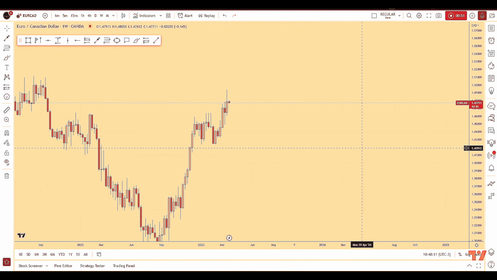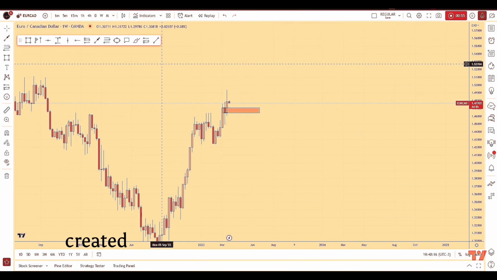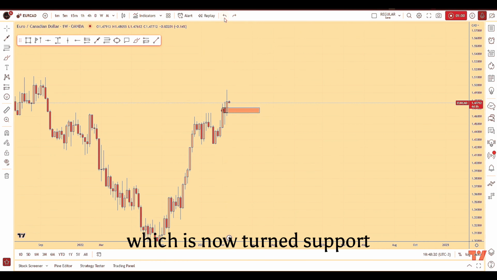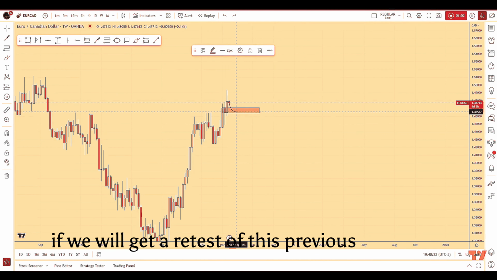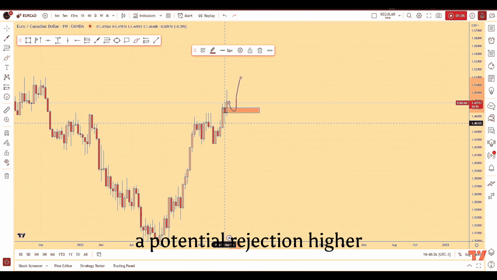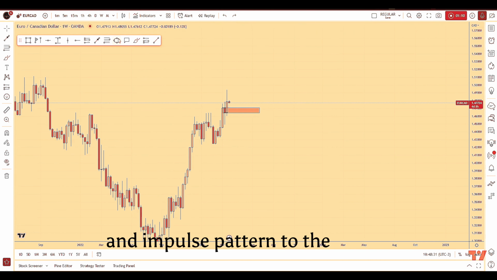Dropping down on the weekly, what do we see? From a weekly perspective, we can see how this red candle here created a level of previous weekly resistance, which is now turned support. If we will get a retest of this previous resistance turn support, we could expect at that point a potential rejection higher for the market to complete this impulse correction and impulse pattern to the upside.